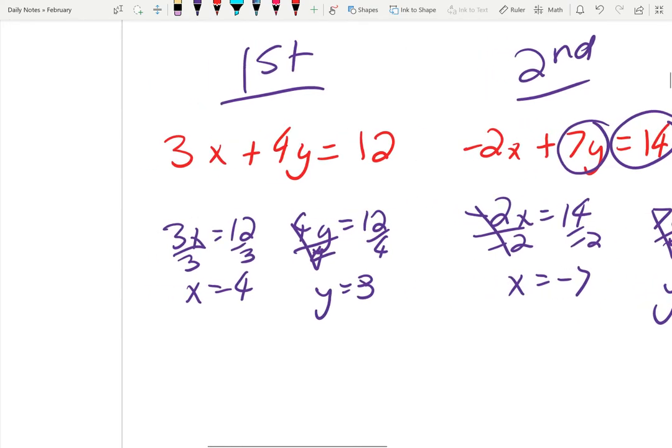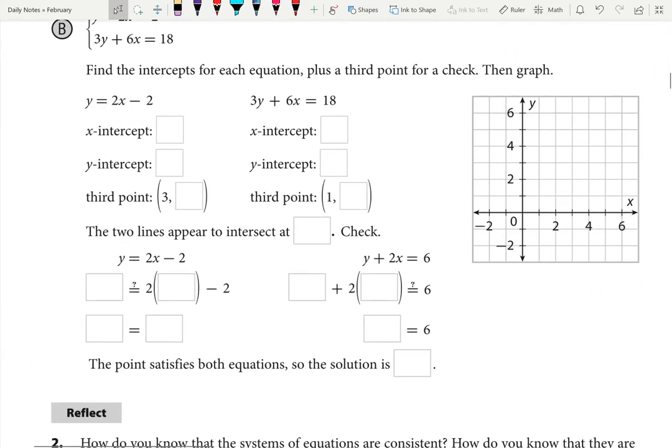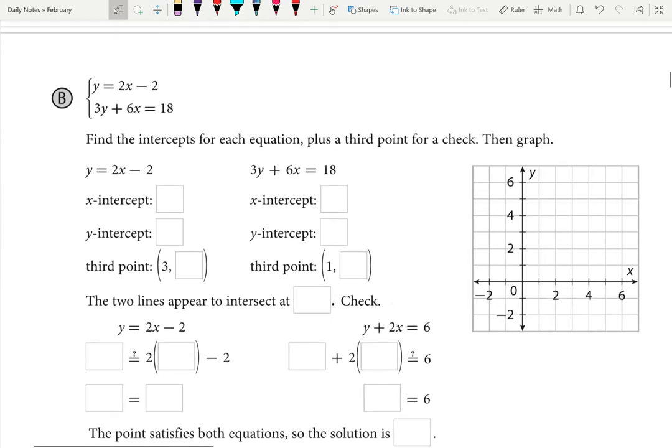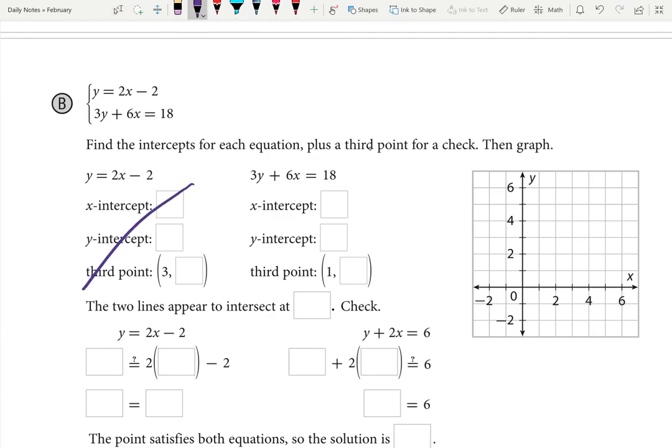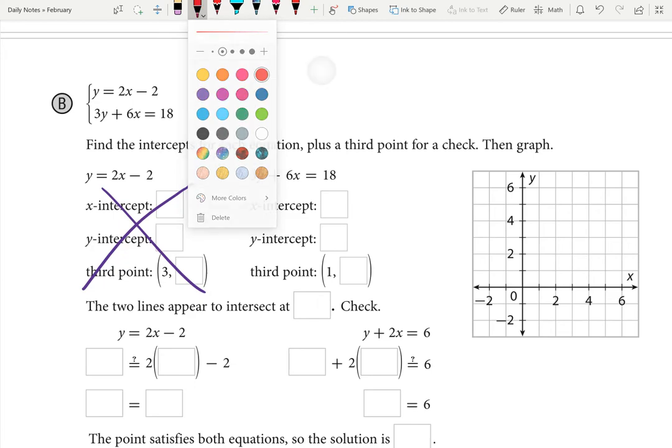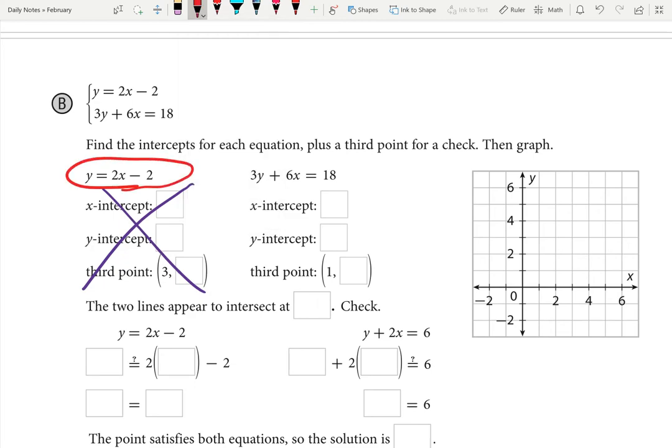It's a really simple shortcut. It's going to save you a lot of time and makes this process a bit easier. So let's try it here. I'm not going to do it on this one, but I will do it on the second one. You'll probably notice why. This one's already in slope-intercept form, which we already know how to graph.